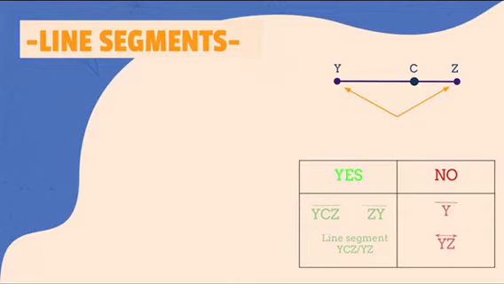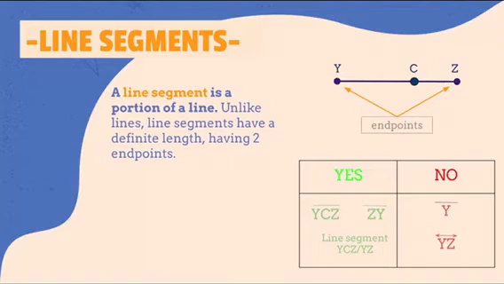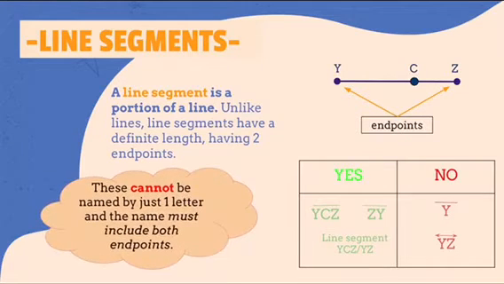Now on to line segments. A line segment is a portion of a line. Unlike lines, line segments have a definite length, having two endpoints as shown here. Now, when naming a line segment, these cannot be named by a single letter, but must include both endpoints.